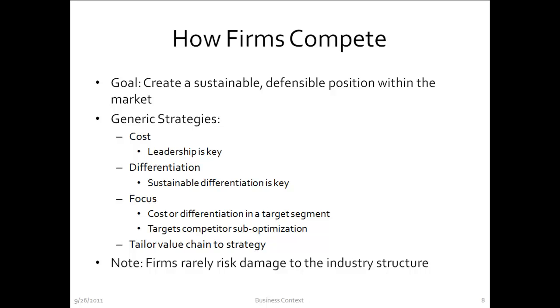It can choose to either compete on cost within that smaller market segment, or it can choose to differentiate itself within that market segment. Essentially, it has chosen to redefine the market in some manner.